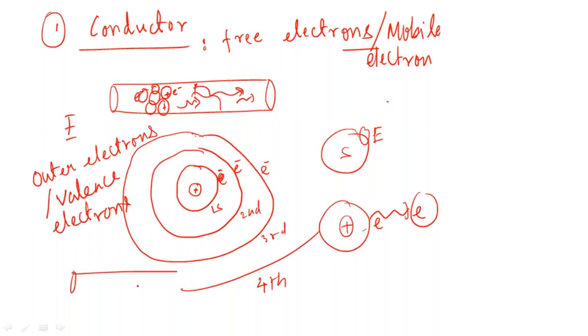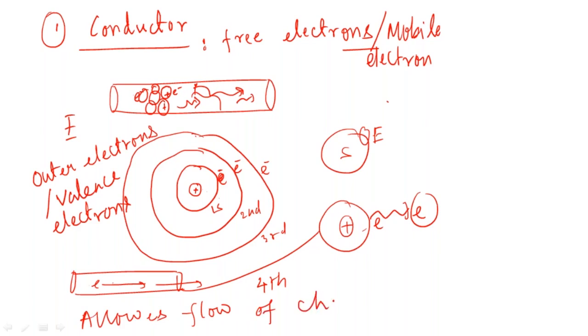Conducting electricity means what? You have some kind of charges which are moving in a particular direction. Suppose if I say these are electrons, so electrons are moving in a particular direction. So this is called electricity. So, flow of charges. A conductor allows the flow of charges through it.